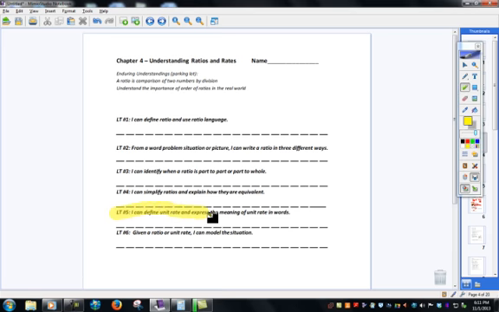I'm going to cover learning targets number 5 and 6 for this video because 6 is really short. So we'll cover 5. It'll take a little bit of time because this is a big learning target right here. But then we'll get to 6.